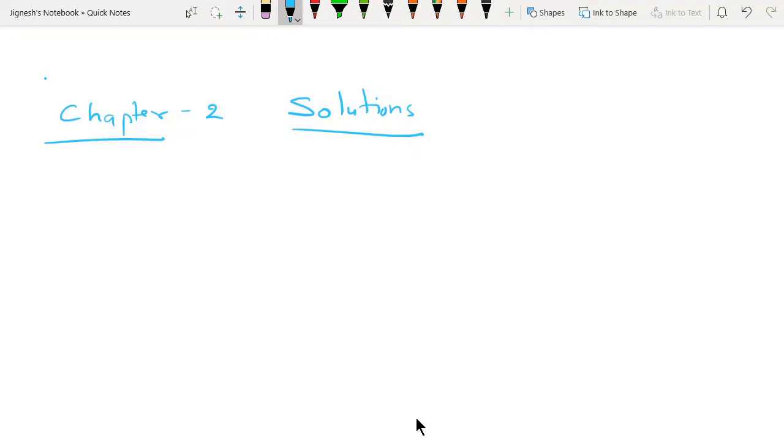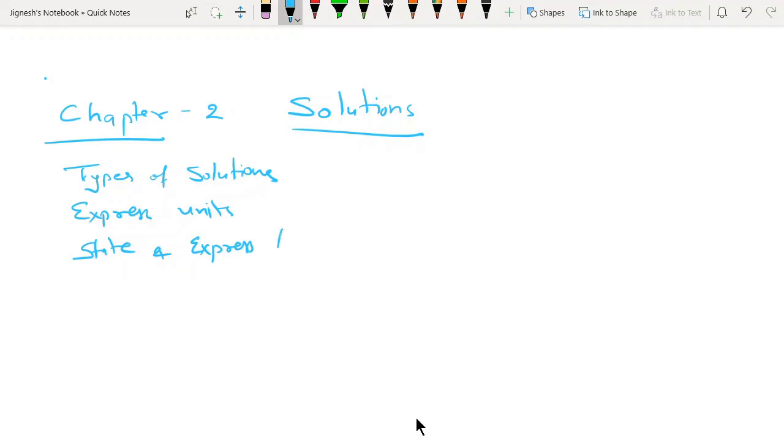We'll learn types of solutions. Then we will express its units, units of solution and where it is used. Then we'll state and prove Henry's law, which is very important.